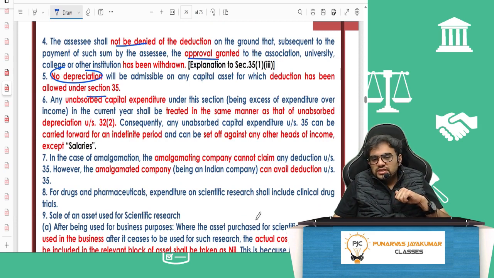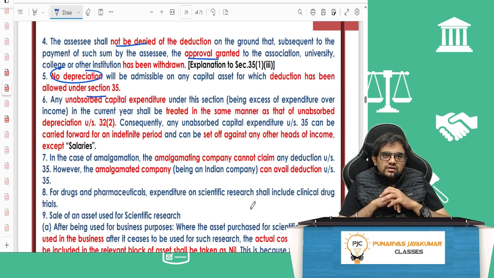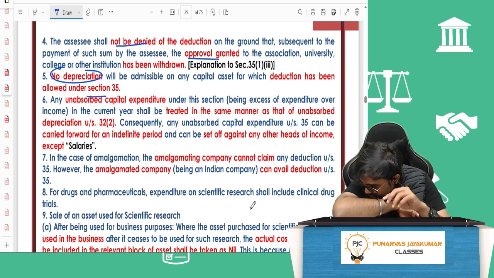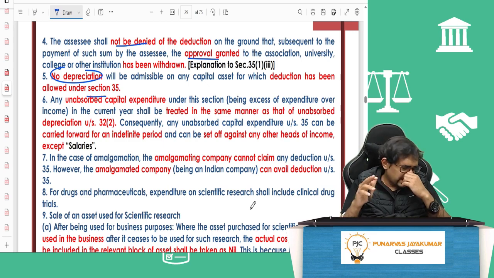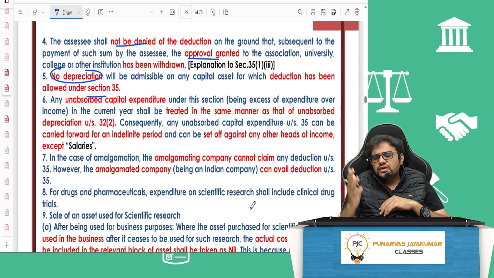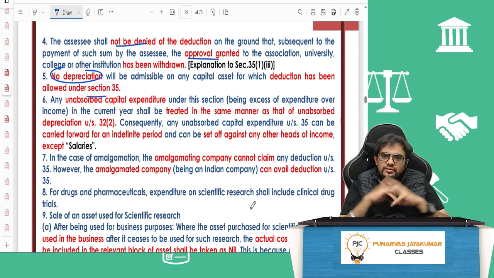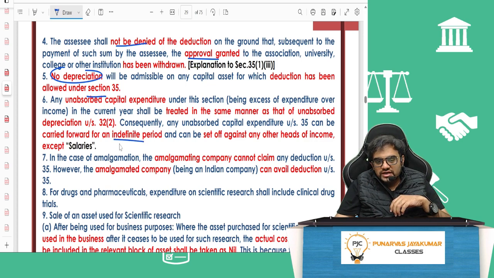Unabsorbed capital expenditure under this section will be treated the same way. Anything unabsorbed capex. So basically, the profit of the company's research organization was around 2 crore, but the capital expenditure is 4 crore. Profit is 2 crore. Capex is 4 crore. What is the absorbed portion? 2 crore can be absorbed. Remaining 2 crore cannot be absorbed. That unabsorbed capex has the same treatment as unabsorbed depreciation. It will be carried forward indefinitely.